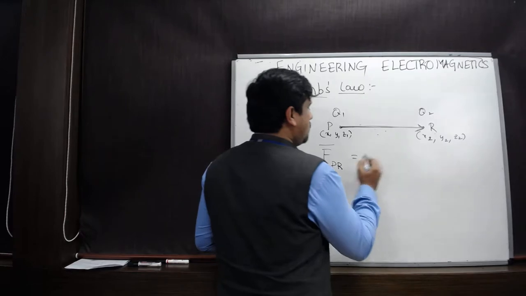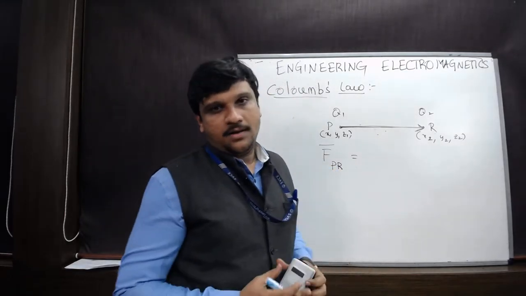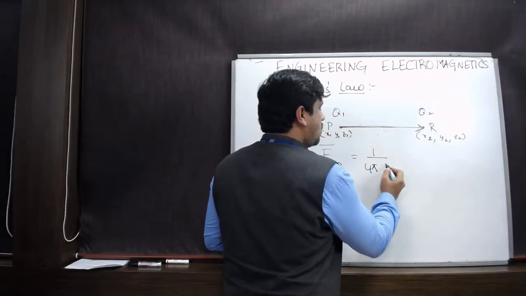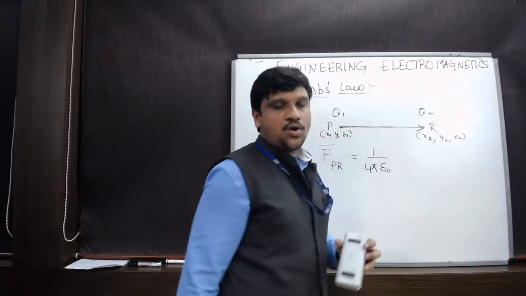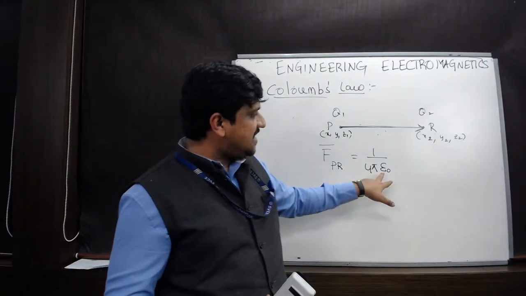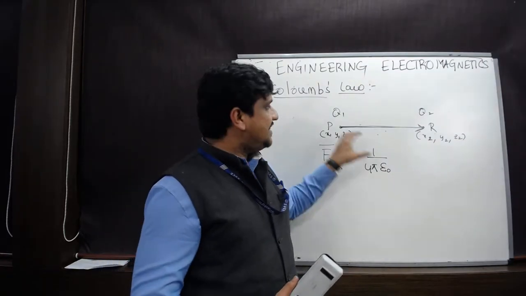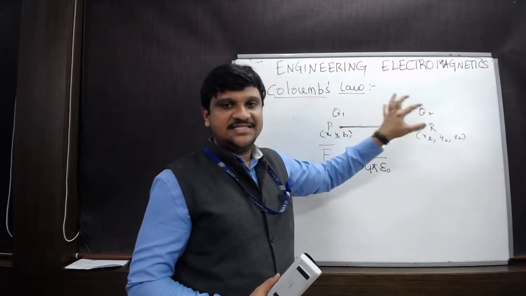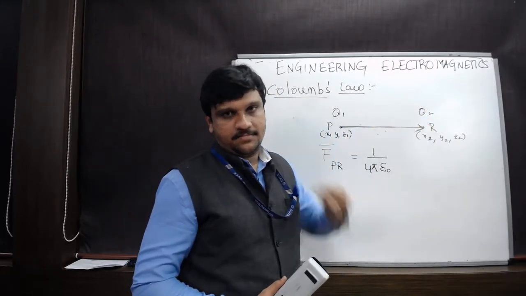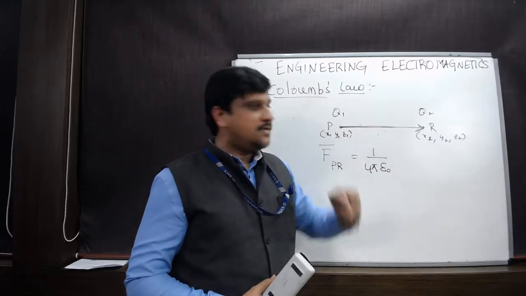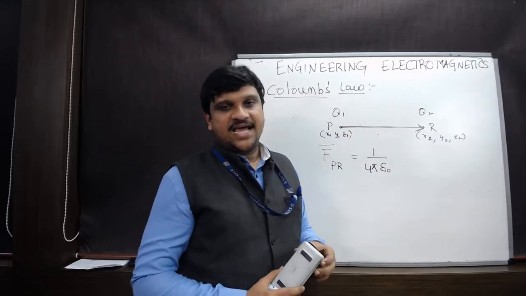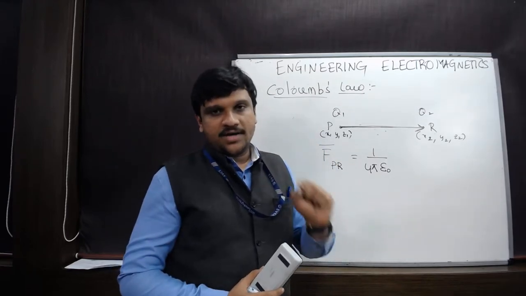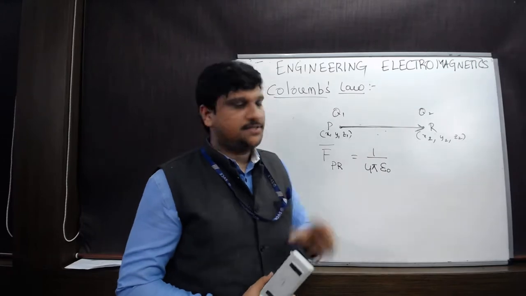Which is equal to, as I said before, Coulomb's law. So Coulomb's law is equal to 1 by 4 pi epsilon naught. Here I'm specifically saying epsilon naught because the medium between these two charges can be anything. Here we are considering air as the medium. We already discussed, epsilon is equal to epsilon naught into epsilon r, whereas epsilon r is equal to 1 for free space or for air.